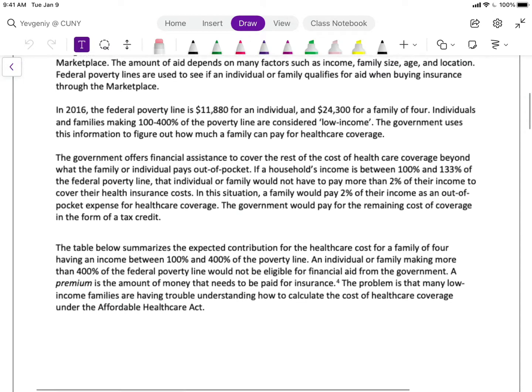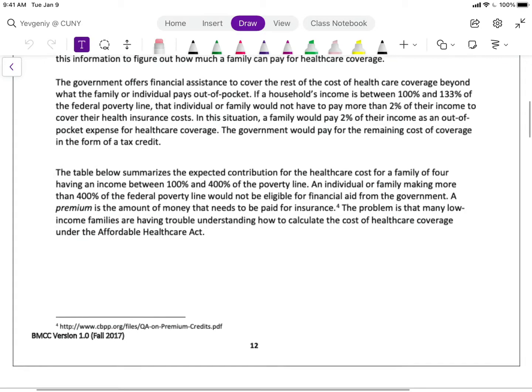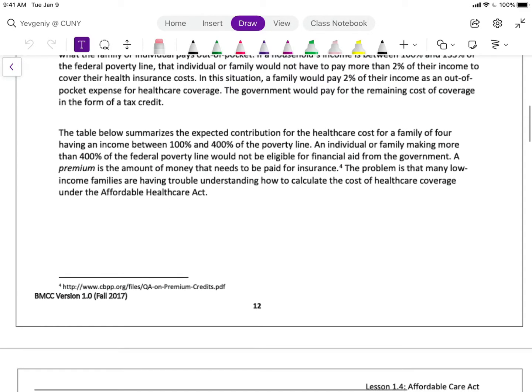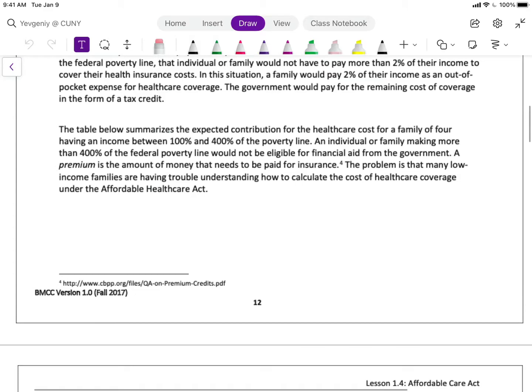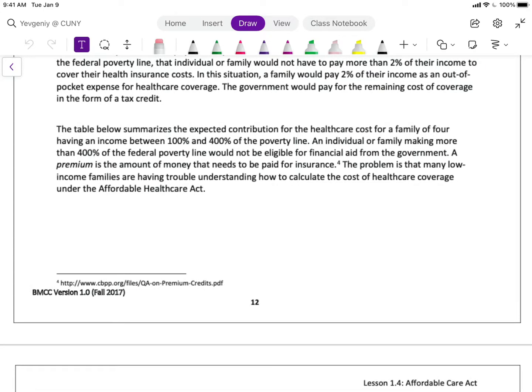The table below summarizes the expected contribution for the healthcare cost for a family of four having an income between 100 and 400% of the poverty line. An individual or family making more than 400% would not be eligible for financial aid from the government. A premium is the amount of money that needs to be paid for insurance. The problem is that many low-income families are having trouble understanding how to calculate the cost of healthcare coverage under the Affordable Care Act.